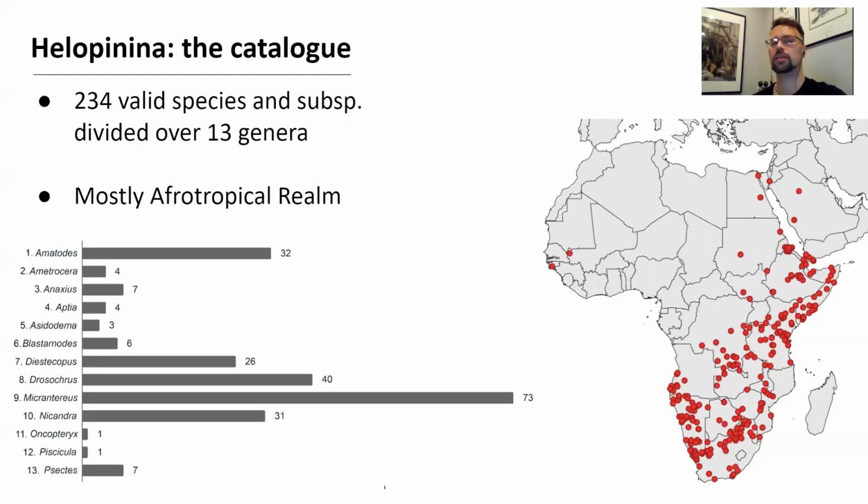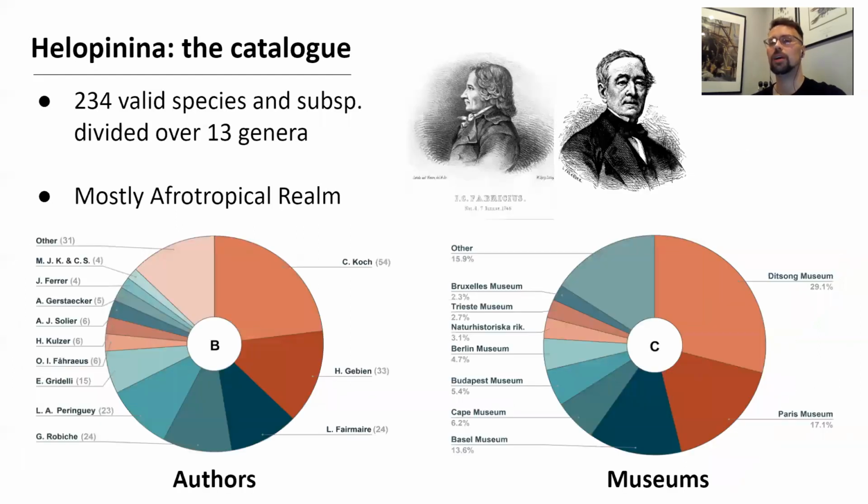Altogether, we have cataloged over 230 species and subspecies divided over 13 genera. The most diverse genus is Microanterellus with over 70 species and subspecies. On the other hand, we have reported 2 monotypic genera. According to our distributional data set, which included over 500 distributional records, Helopinina is mainly Afrotropical. In our catalog, we will also include some basic metrics or statistics for future researchers.